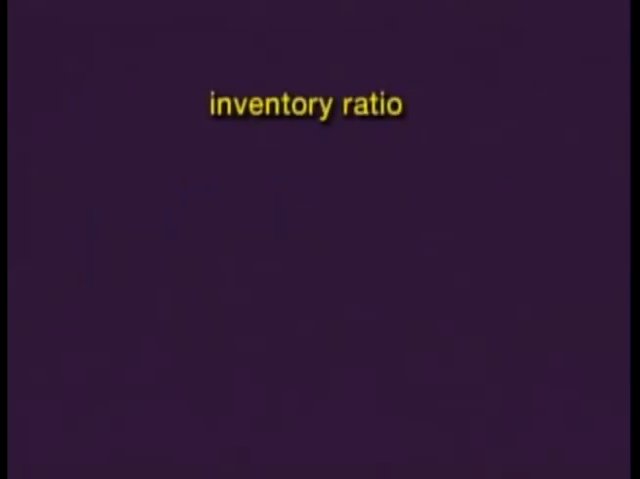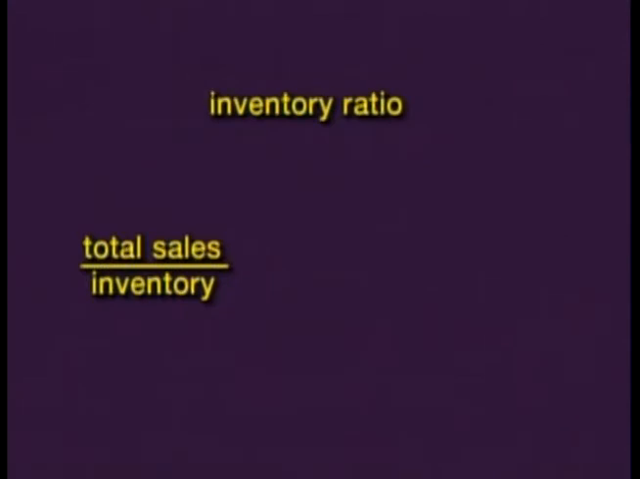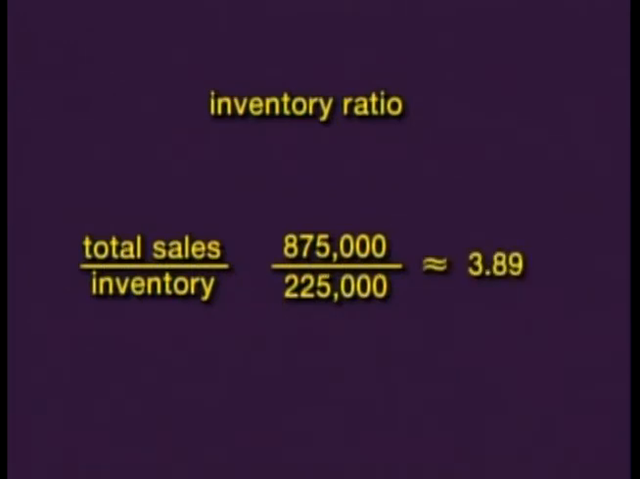In business, ratios are used in a variety of ways. The inventory ratio gives the ratio of total sales per year to the average value of the inventory. Suppose a store averages $875,000 in sales each year. Its average merchandise inventory is worth $225,000. What is the inventory ratio? Divide sales by inventory. Written as a decimal, the ratio is approximately 3.89. The ratio tells the store how many times the inventory turns over each year. The store will have to restock almost 4 times a year.